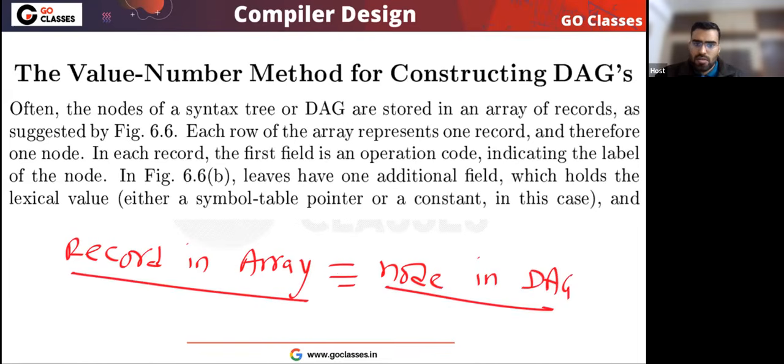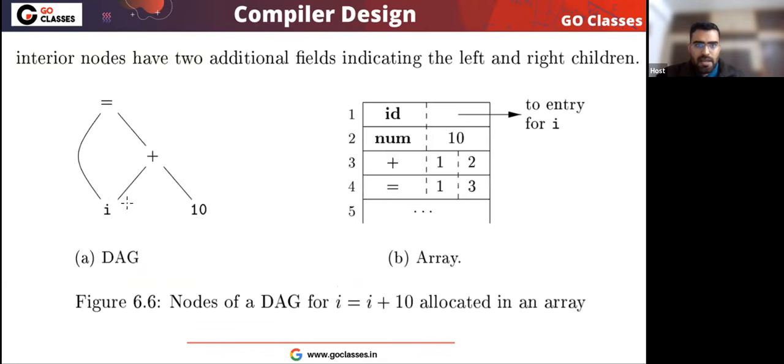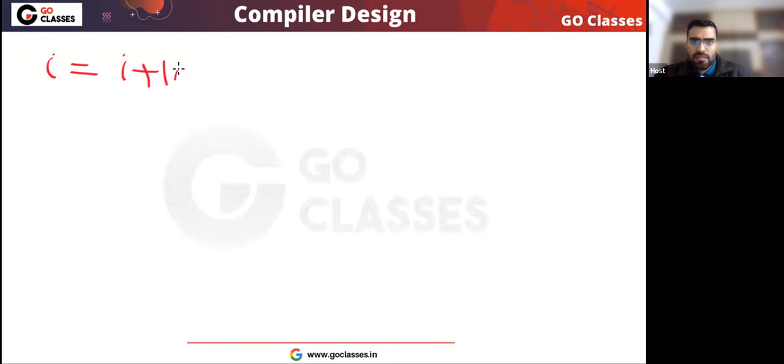Okay, for example, this is your DAG. Just take this expression. What is this expression doing? This is doing I equal to I plus 10. Last entry plus 6 8.